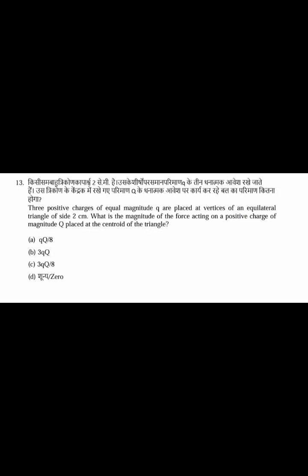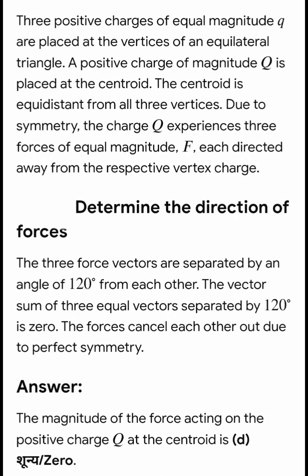The next question is, three positive charges of equal magnitude Q are placed at the vertices of an equilateral triangle of side 2 cm. What is the magnitude of the force acting on a positive charge of magnitude Q placed at the centroid of the triangle? We know the centroid is a point that is equidistant from all the three vertices. So here three positive charges of equal magnitude Q are placed at the vertices of an equilateral triangle, and a charge Q is placed at the centroid.